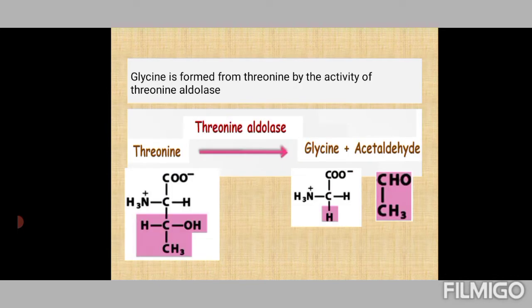Now, another amino acid, threonine, gives rise to glycine, and the extra carbon unit leaves threonine as acetaldehyde. You can just study the structure here. It becomes acetaldehyde, whereas the rest of the molecule forms glycine. So this is a non-reversible reaction, the threonine aldolase catalyzed reaction, because threonine is an essential amino acid which cannot be synthesized in human beings. So obviously it is irreversible.